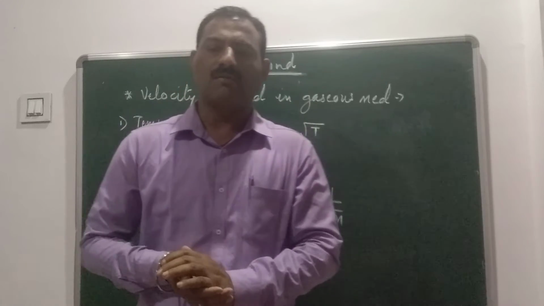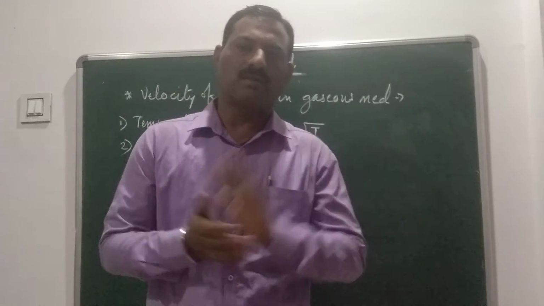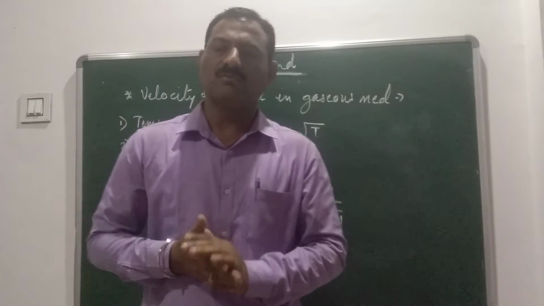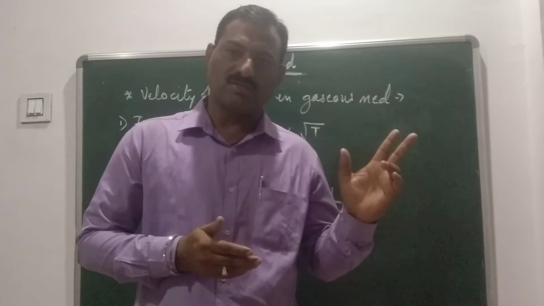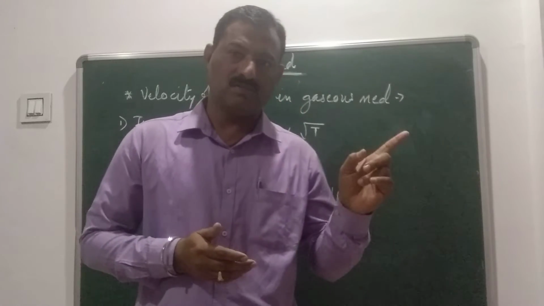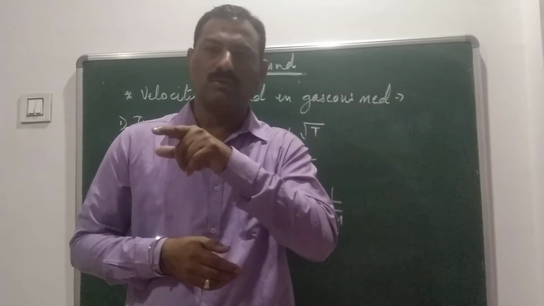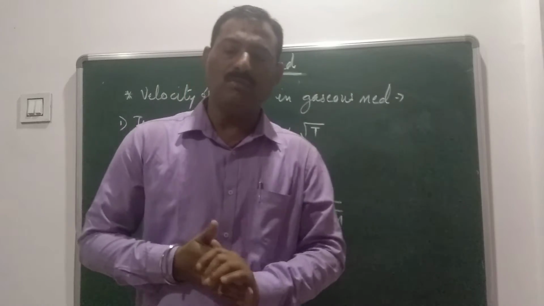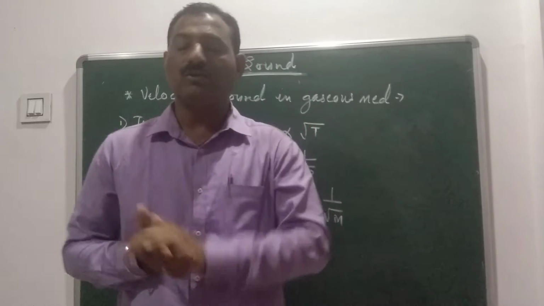How can we calculate the velocity of sound? The simple formula is that the velocity of sound is equal to the wavelength into frequency, that is lambda into mu. This is the symbolic form: V is equal to lambda into mu.